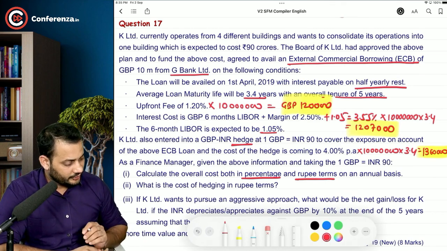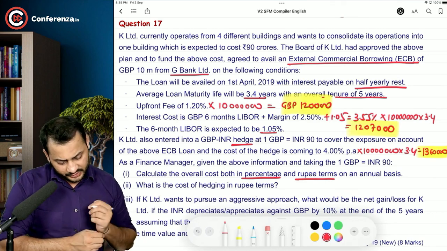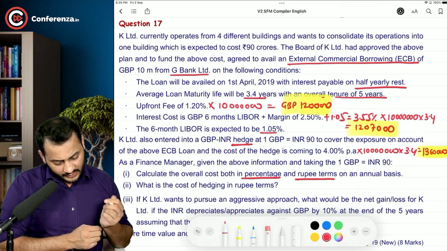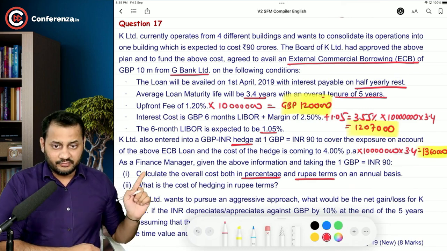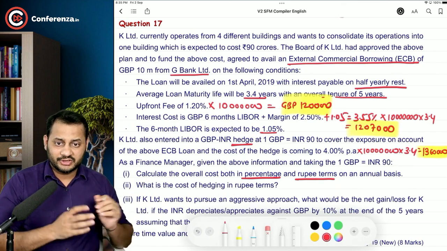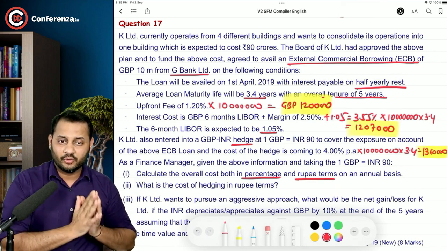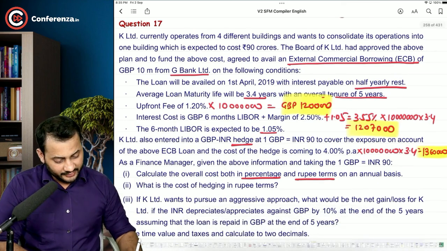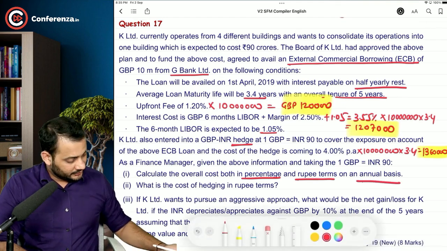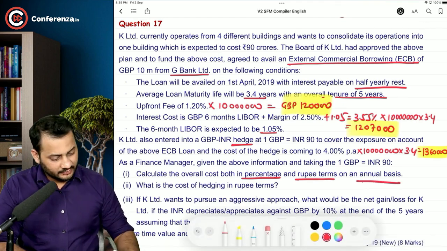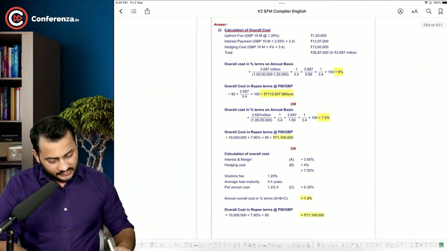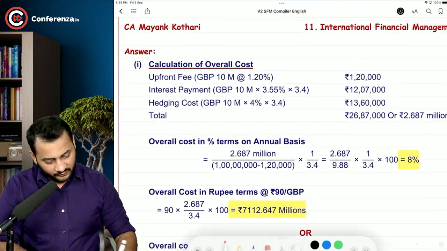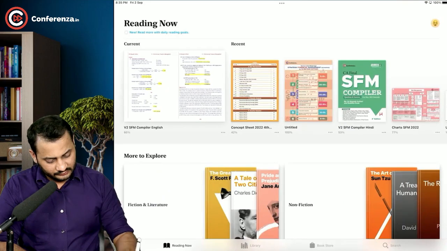So 24, 18, 13. So there might be some calculation. We'll look to that. And first of all, calculate the overall cost in percentage and rupee both on an annual basis, right? On an annual basis, divided by 3.4. Yeah, it's coming to exactly. Let's have a look. Upfront fee first.